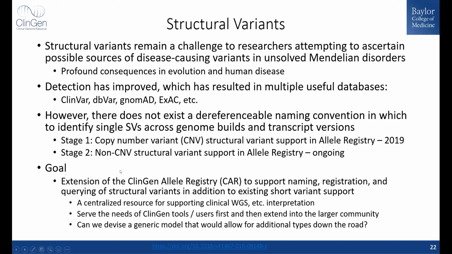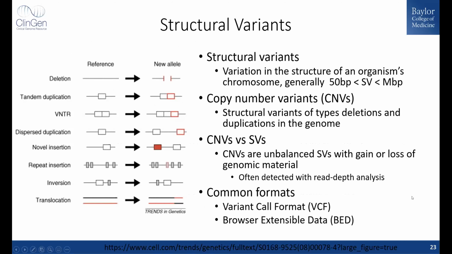So our goal is to essentially extend the Allele Registry to support naming, registration, and querying of structural variants in addition to existing short variant support. So we want this to be a centralized resource for supporting clinical WGS interpretation, serve the needs of ClinGen tools and users first, and then go to the larger community after that. And then we would like to devise a generic model that allows for additional types down the road.